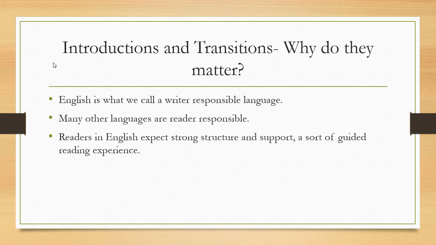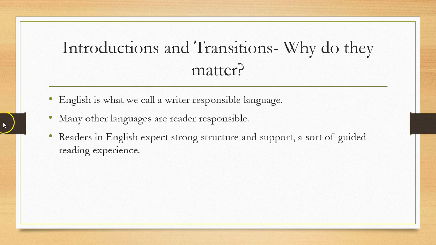English is what we call a writer-responsible language. What that means is that if a reader of English reads something and they don't understand it, they're very likely to say it's the writer's fault. The writer was boring. The writer was unclear. The writer didn't explain things in an interesting way. These kinds of things. So, as English readers, we put a lot of responsibility on our writers to make things easy for us, to make them as clear as possible.